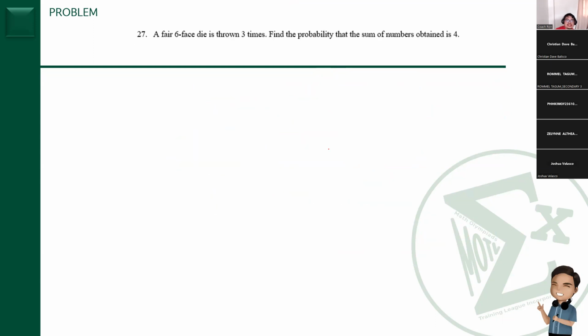Okay, next up. A fair 6-faced die is thrown 3 times. Find the probability that the sum of numbers obtained is 4. A bit tricky. Exactly 4. So how can we build that one? We can have 1, 1, 2; 1, 2, 1; and 2, 1, 1. That's the only way, right? I don't think you can form any other set of dice with a sum of 4, unless there's some other twist.